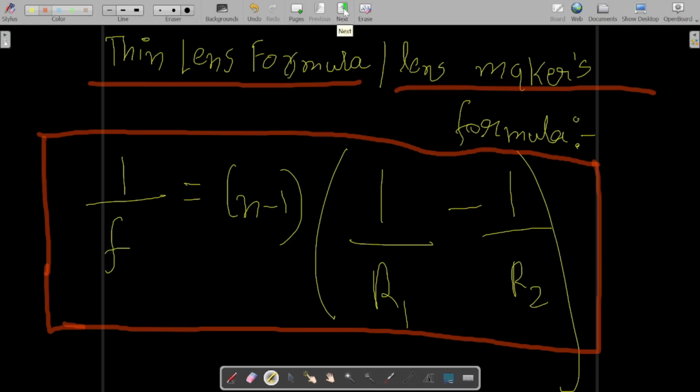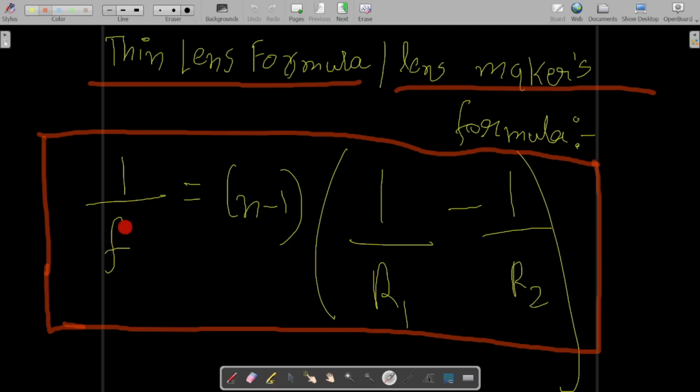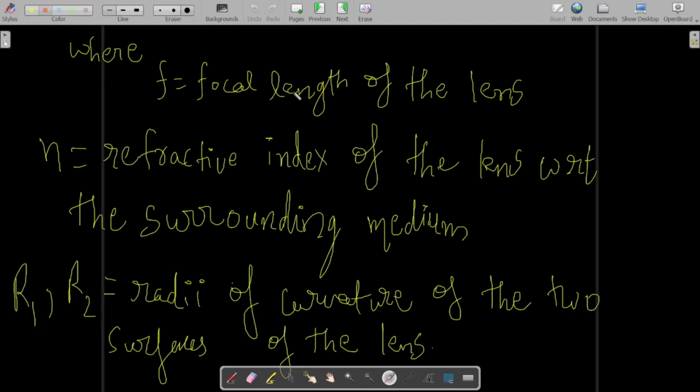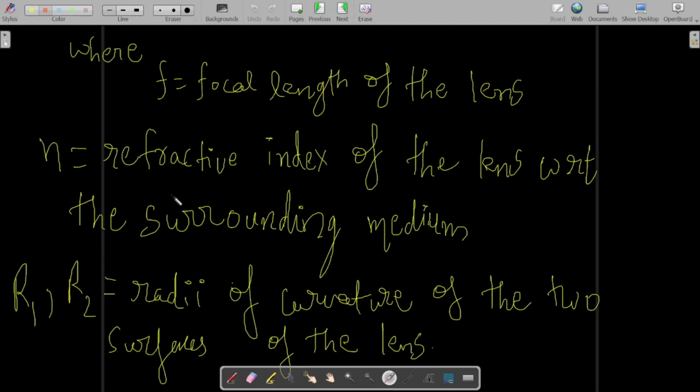So let's understand the meaning of various terms involved in this thin lens formula or lens maker's formula. This f, which you had seen in the previous slide, is basically the focal length of the lens. Now n, what is n? Small n, you can see over here, it is a small n. Small n is the refractive index of the lens with respect to the surrounding medium.